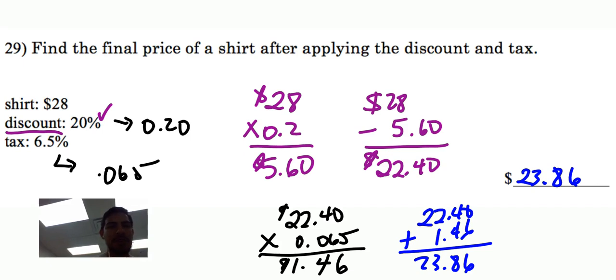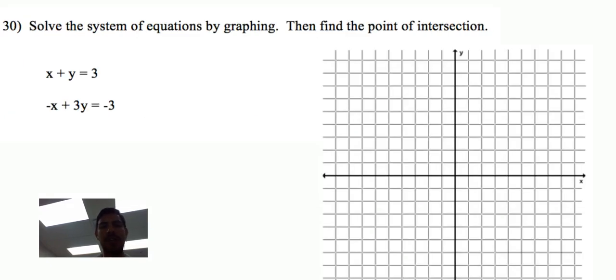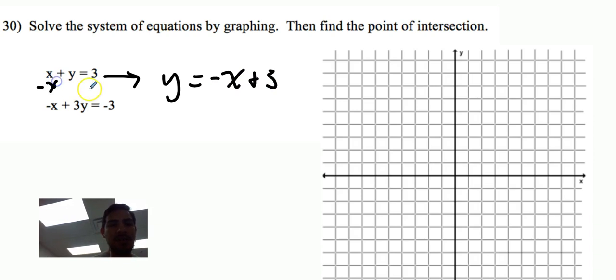Here's the next problem, number 30. x plus y equals 3. I saw a lot of my students ignoring the fact that this is standard form and going right to slope-intercept form, which is totally fine. The way I got negative x plus 3 is I subtracted x on both sides, and we had a positive 3 here. So this is negative x plus 3.